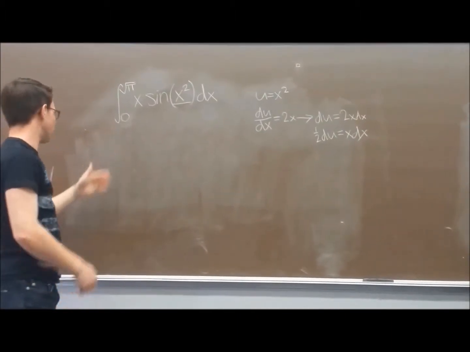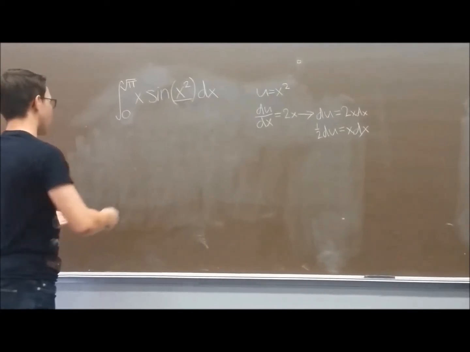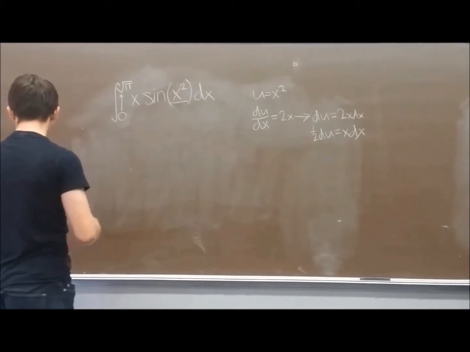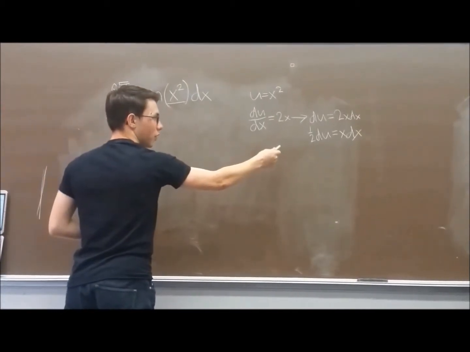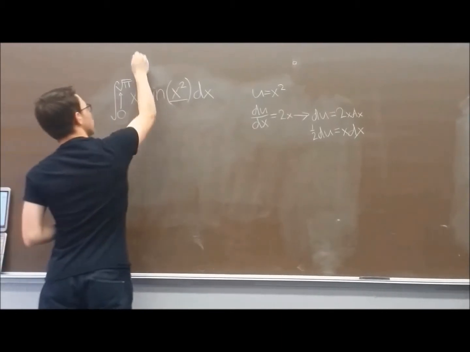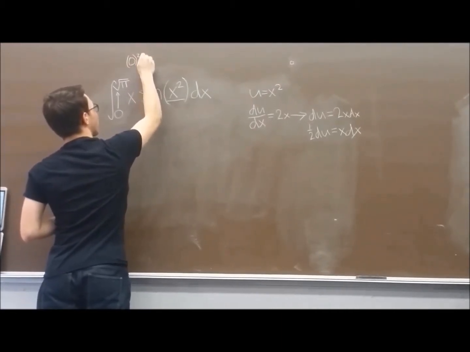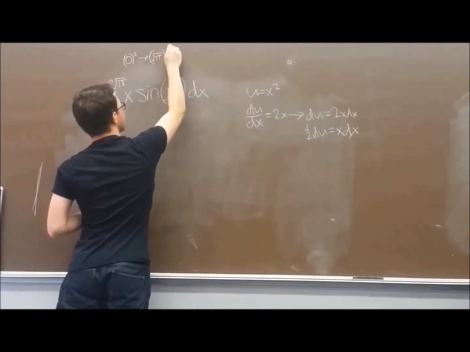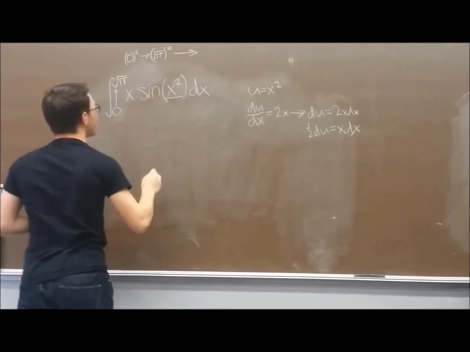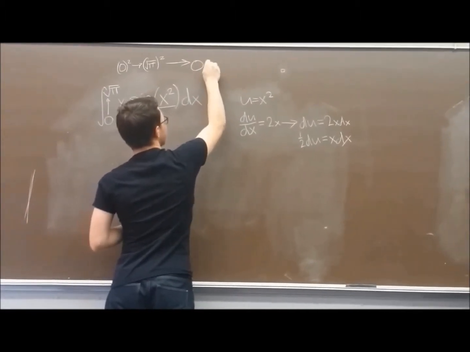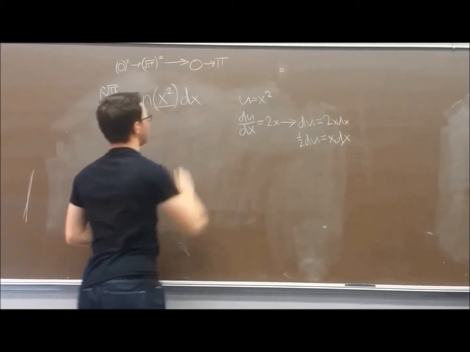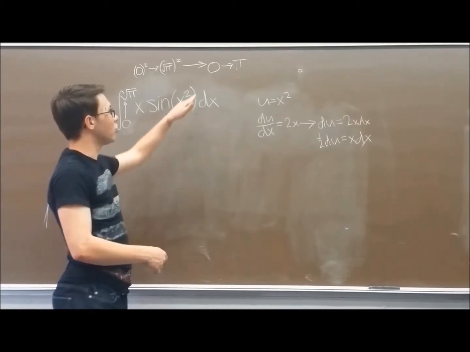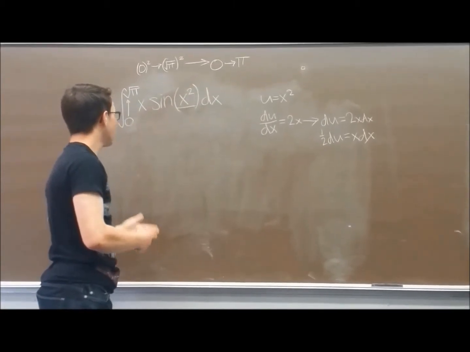Now, if you look here, you'll see that the x values range from 0 to the square root of pi. That also means that the u values, based off of the work that we did over there, actually range from 0 squared to square root of pi squared, which means that they collectively range from 0 to pi.